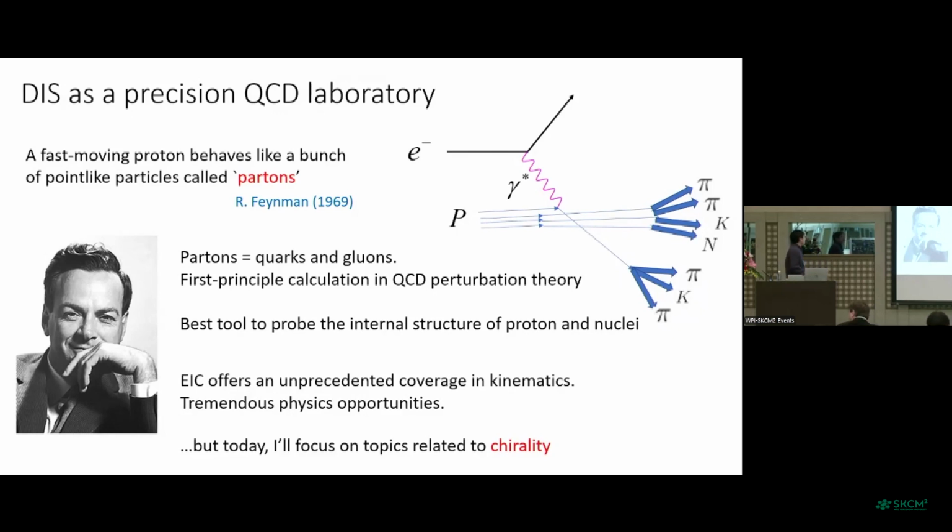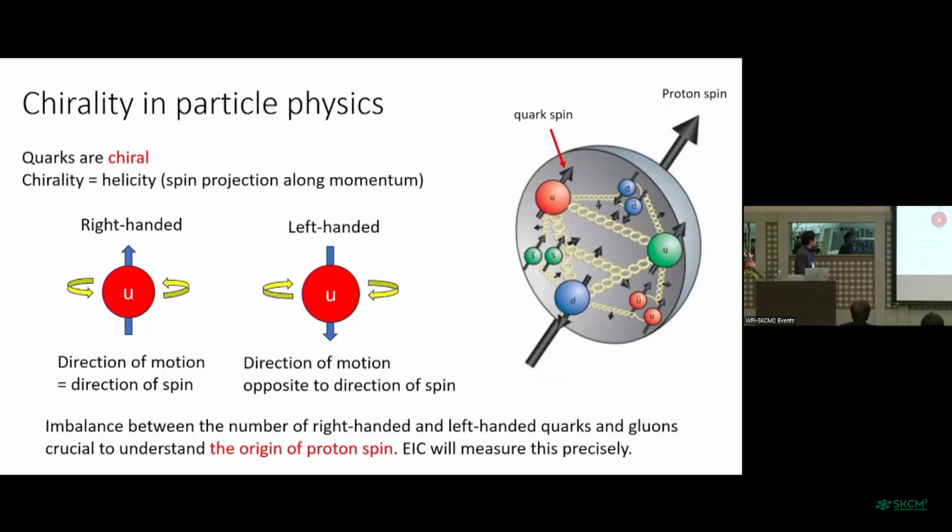But today, because of the nature of this conference, I will be mostly focusing on topics related to chirality, because this is what this audience is interested in. So I'll be only talking about a very small section of this EIC project, which is related to chirality. Let me quickly remind you what chirality is in the context of particle physics.